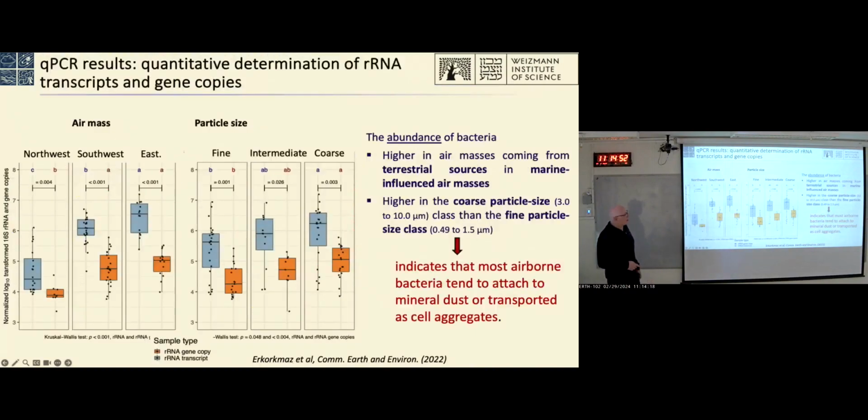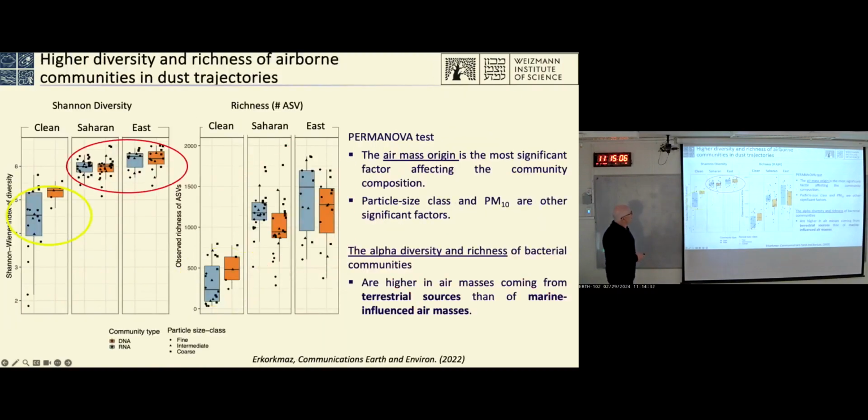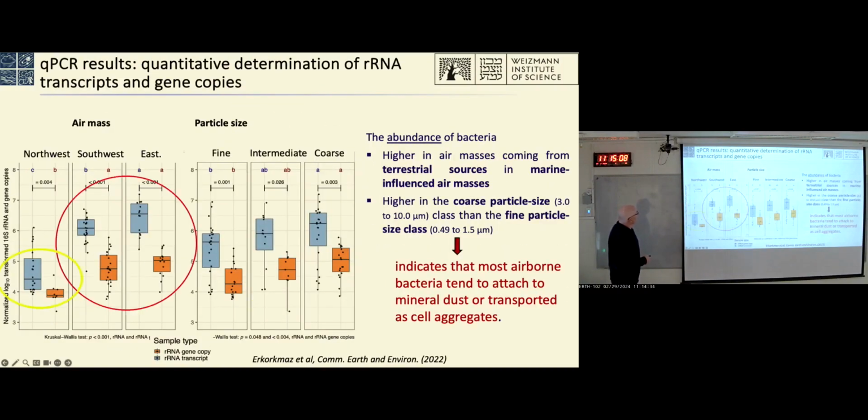I told you that we're using qPCR, where we can actually say quantitatively whether we have more or less. And what we can see here, when we look at the air masses, is again higher numbers of DNA and RNA in the dusty events compared to the clean events, substantially more. And you can see that in general, we have a lot of RNA compared to DNA.